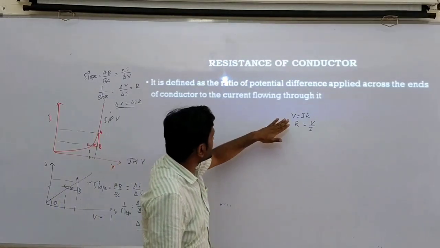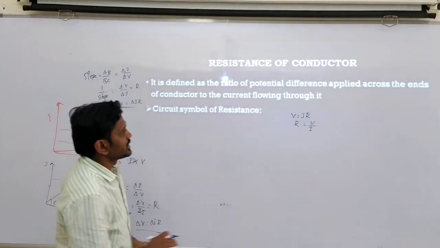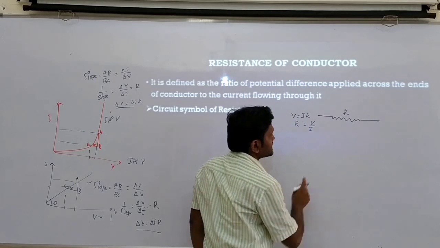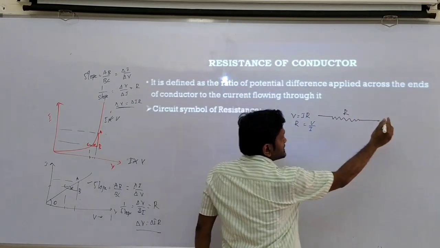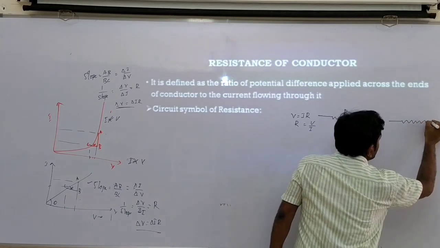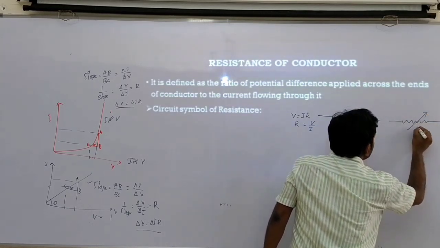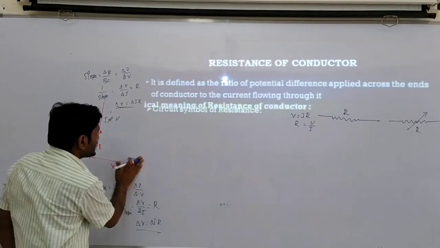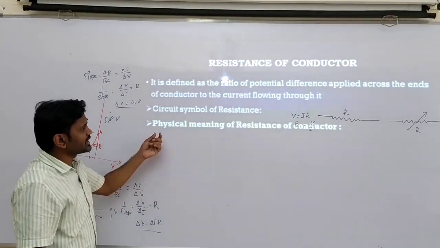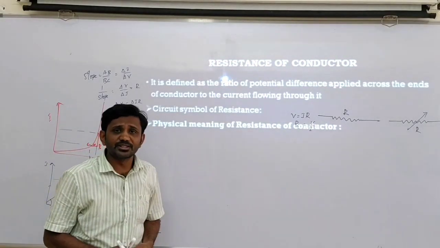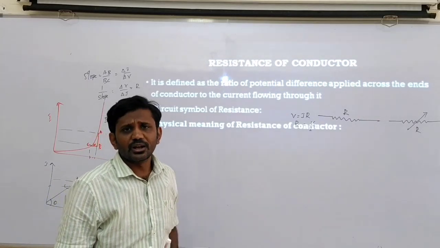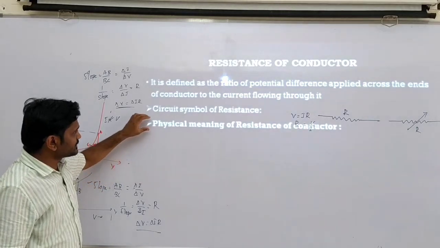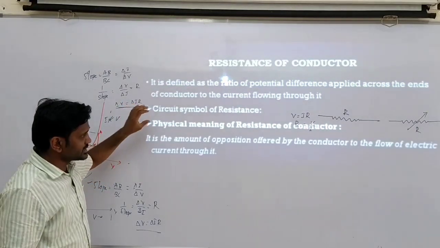Okay, then what is the symbolical representation of this electrical resistance? So here it is, the symbolical representation of the resistance. It is the constant resistance, and here if you take a bar over this one, it is represented as variable resistance. Okay, then now the physical meaning of the resistance of the conductor. What is the physical meaning? It is one of the basic properties of the conductor.